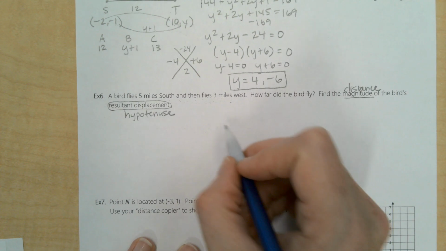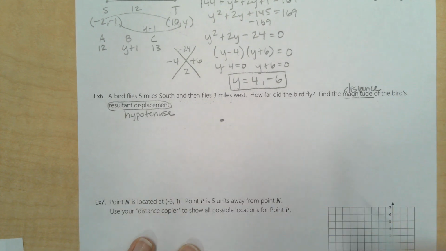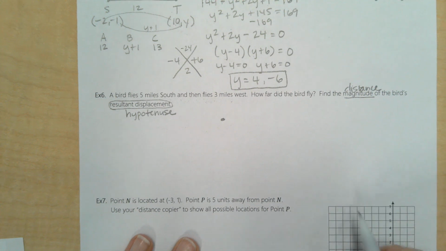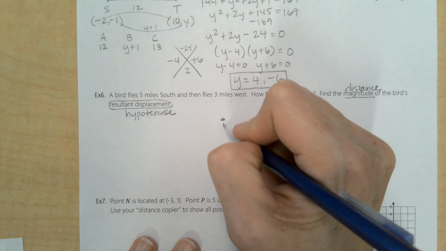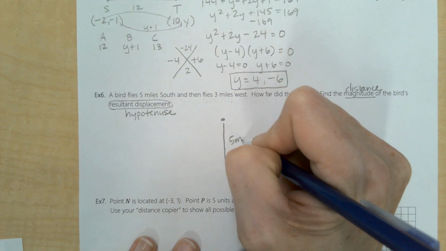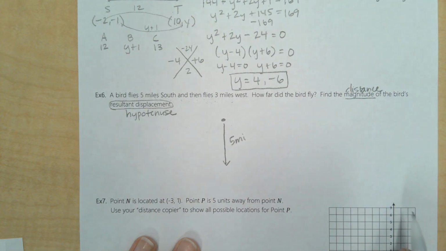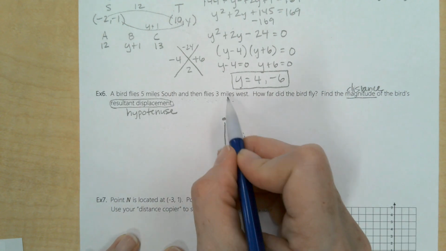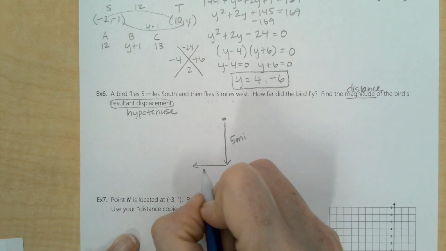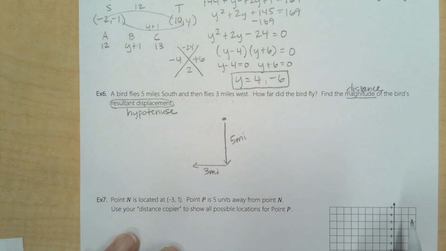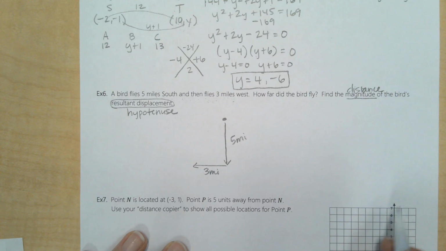Here's what I mean. So this bird, here's my bird. Isn't it a nice bird? It goes 5 miles south. And then it says 3 miles west. This bird is very exact in its flying. Now my bird is here.